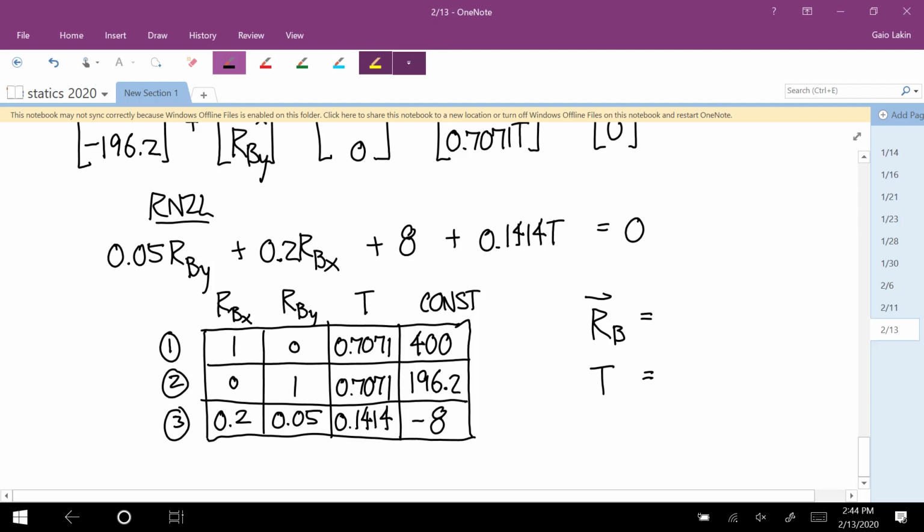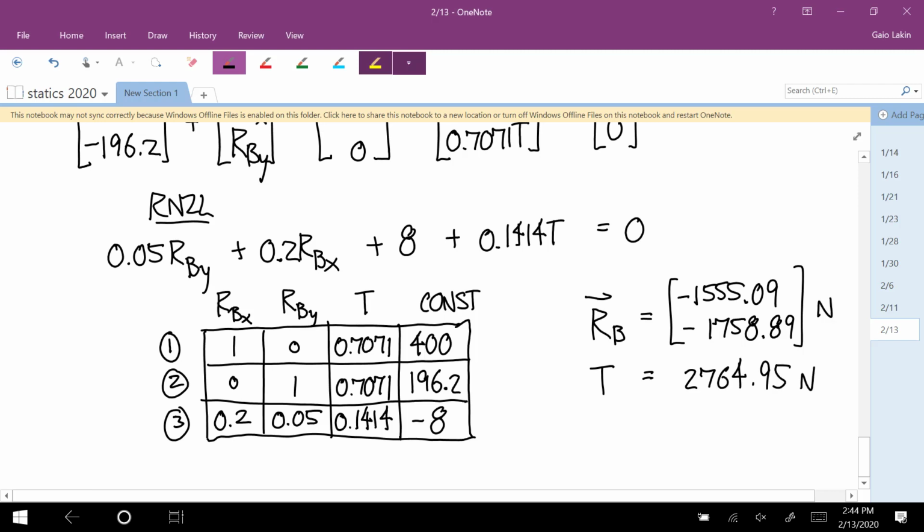X1, negative 1,555.09. Okay. Second one, negative 1,758.89. Okay. Third one, 2,764.95. Okay. Anyone else agree with that? Okay, good.